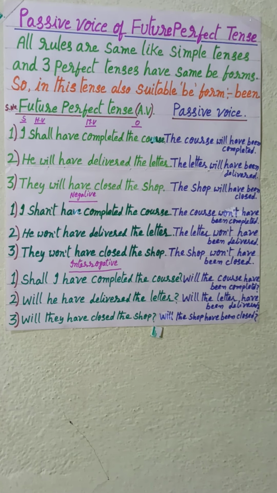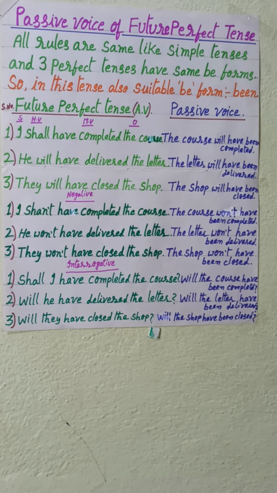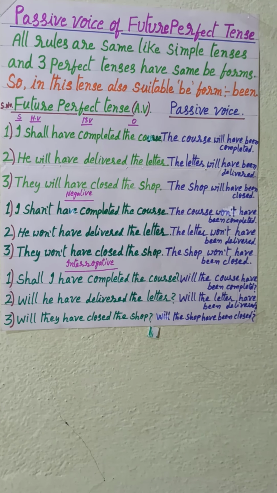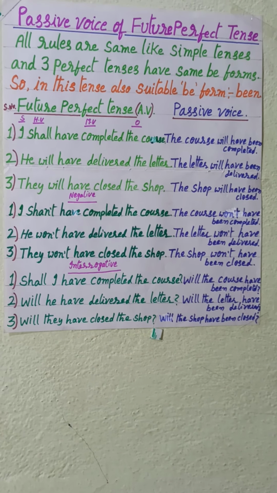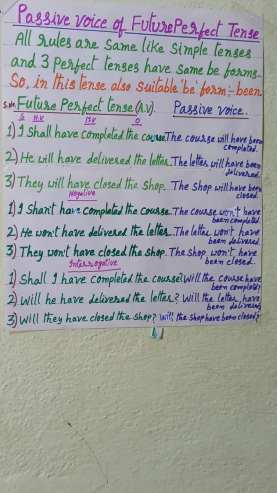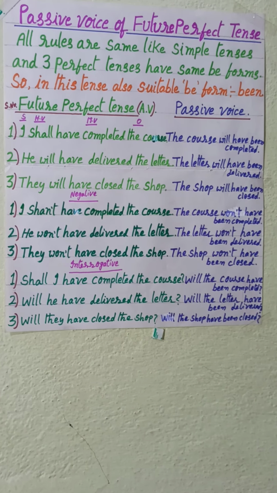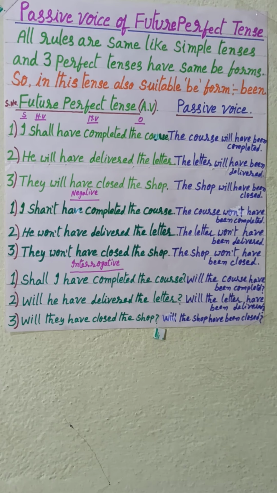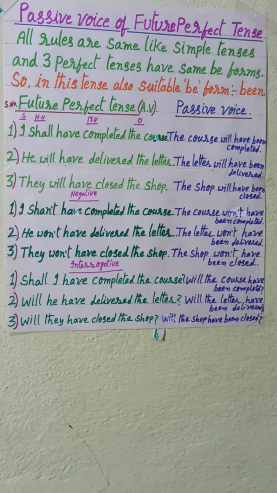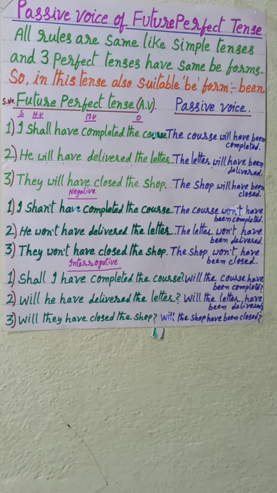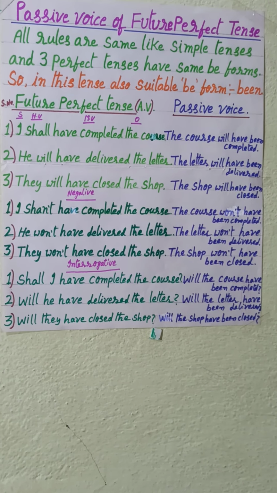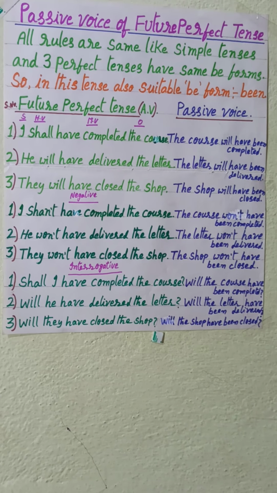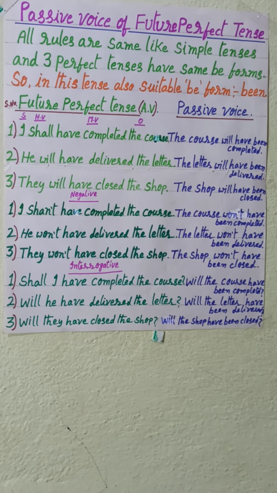I would like to improve our speaking skills. Now we are going to learn about the passive voice of future perfect tense. All rules are the same as the simple tenses, and the three perfect tenses have the same V forms. So in this tense also, the suitable V form is "been".